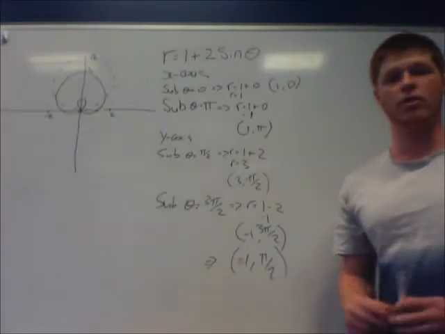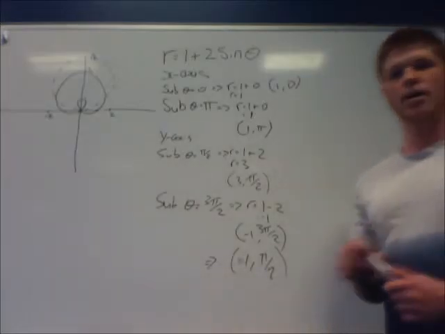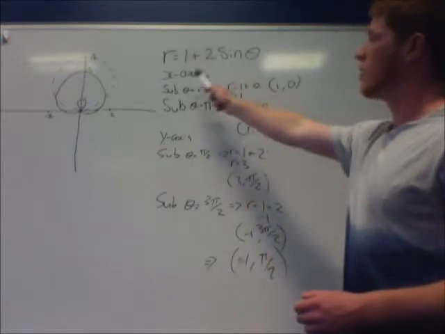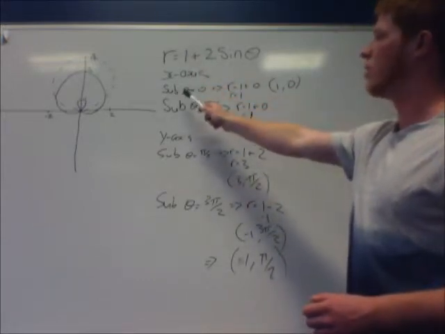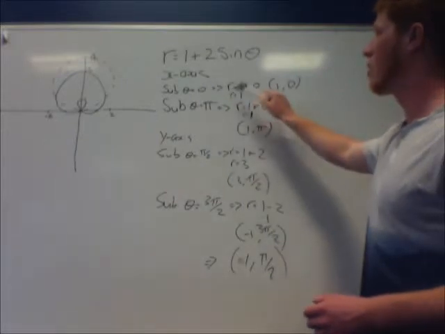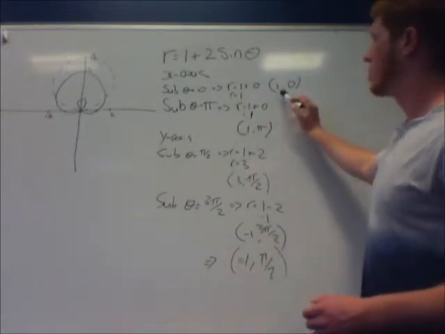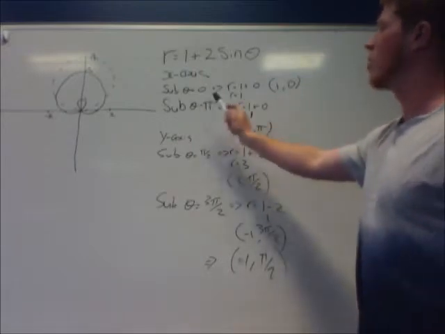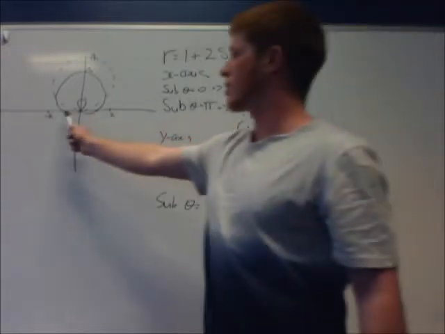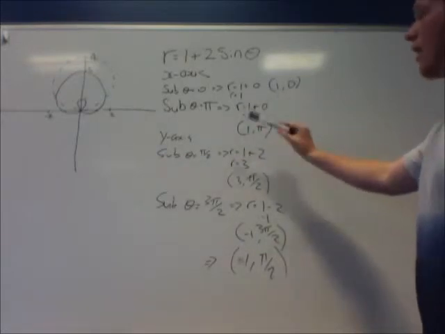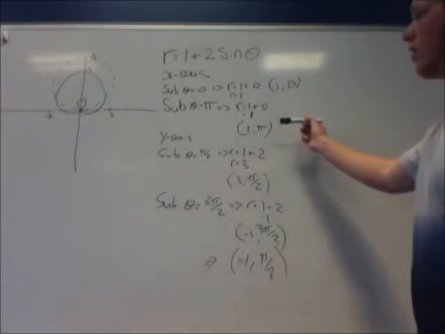So for part B, we're looking to find the y and x intercepts, and for the curve r equals 1 plus 2 sine theta, to do that for the x-axis, we sub in theta equals 0, and that gives you r equals 1 plus 0, so r equals 1, and that gives you the polar coordinates 1, 0. Then we sub in theta equals pi for the x-axis in the negative direction, and that gives you r equals 1 plus 0, which is 1 again, and that gives you the coordinates 1, pi.